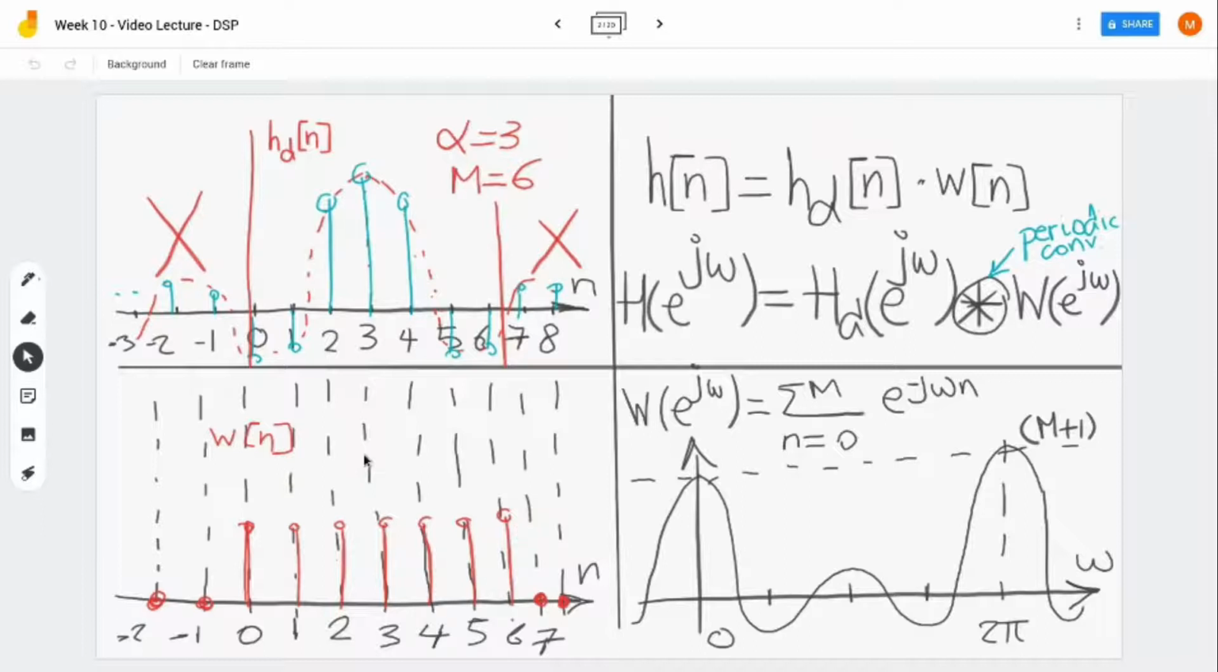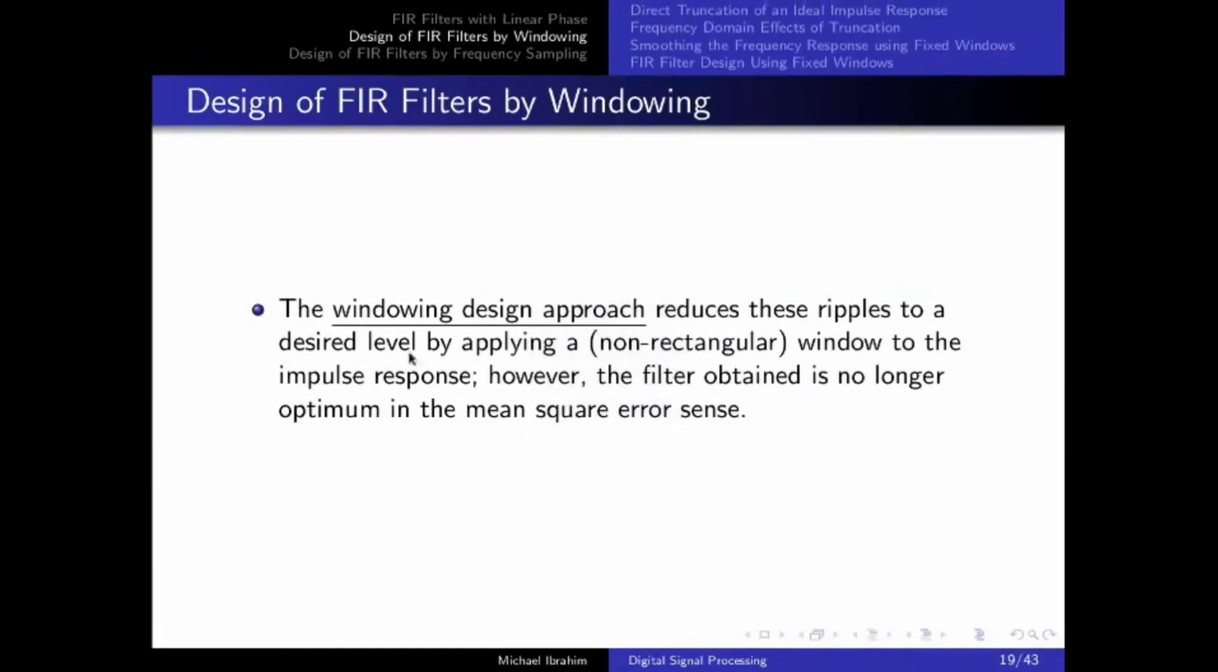So the windowing method tries to use another kind of window which is not rectangular, in order to reduce the ripples that we are going to get. Okay, so the windowing design approach reduces these ripples, which were unacceptable. Using a rectangular window will give us unacceptable ripples, but to reduce these ripples, we apply a non-rectangular window instead of a rectangular window.